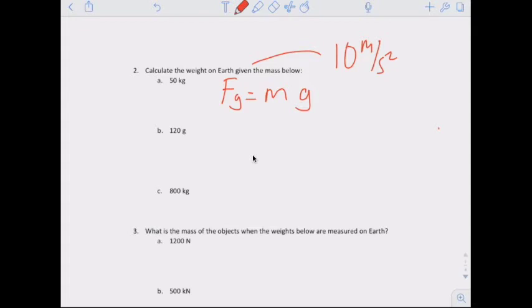When we're looking at 120, and this says grams, it needs to be in kilograms, so this would be divided by 1,000. 0.120 is kilograms times our gravity, which we're saying is 10. It's really 9.81, but for math's sake, let's round it to 10. So 0.120 times 10 is going to give us, sorry, not 12, but 1.2 newtons of gravity. And then lastly, we have 800, so our mass is 800 times 10, so we have 8,000 newtons.